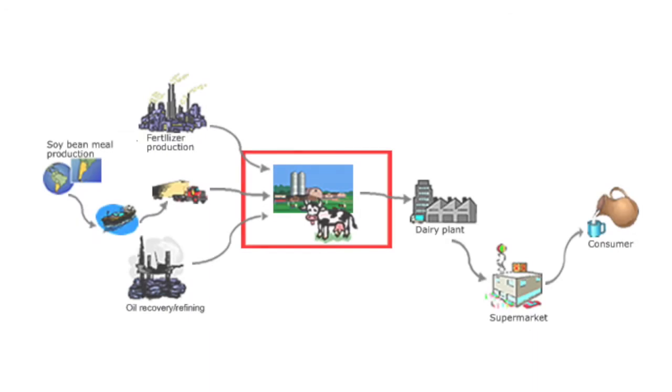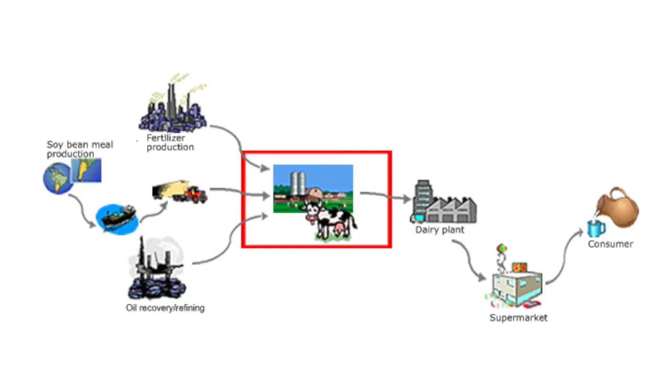So let's look at this example of milk production to have an idea of how complex a life cycle assessment can be, and also to understand all the components that we need to consider or we may have to consider, and also a way of defining later on the boundaries of the system.